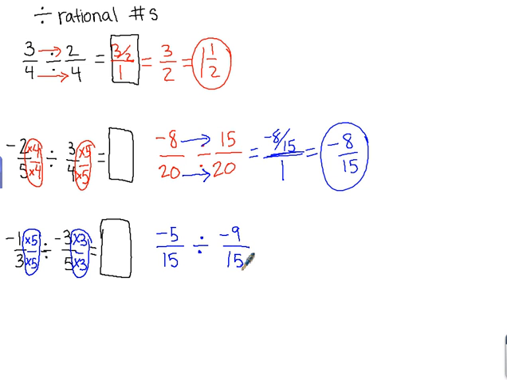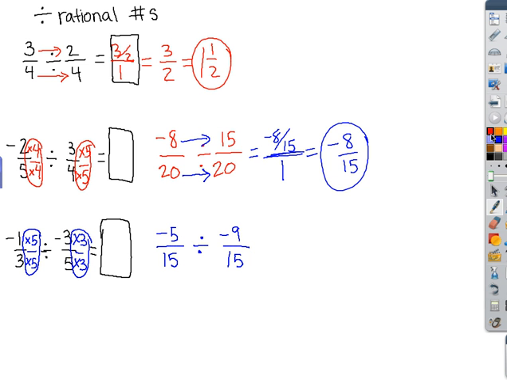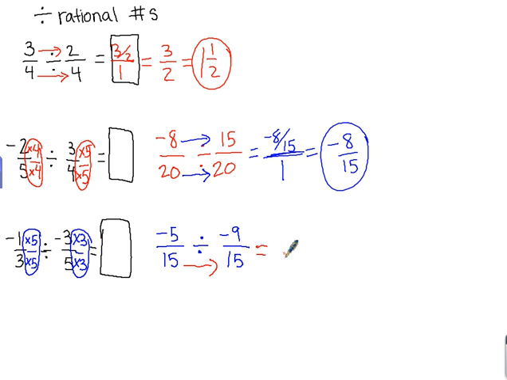And when I divide straight across, I get 15 divided by 15, which is 1, and negative 5 divided by negative 9 is negative 5/9 over 1, or divided by 1, which is negative 5/9, and a negative divided by a negative is a positive, so this just becomes 5/9.